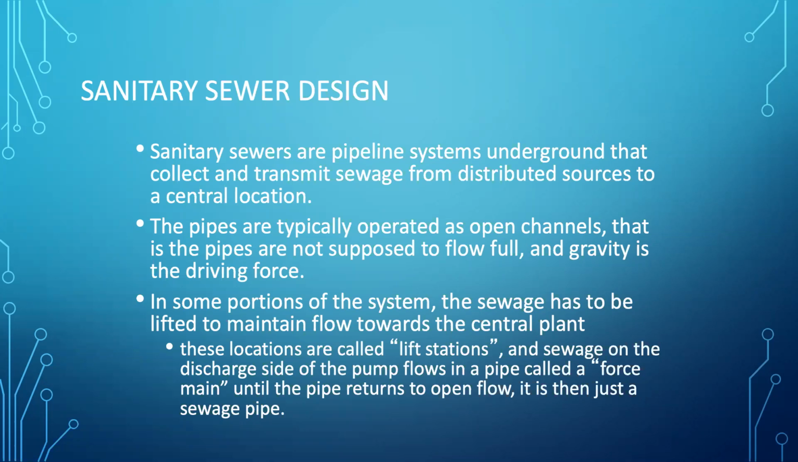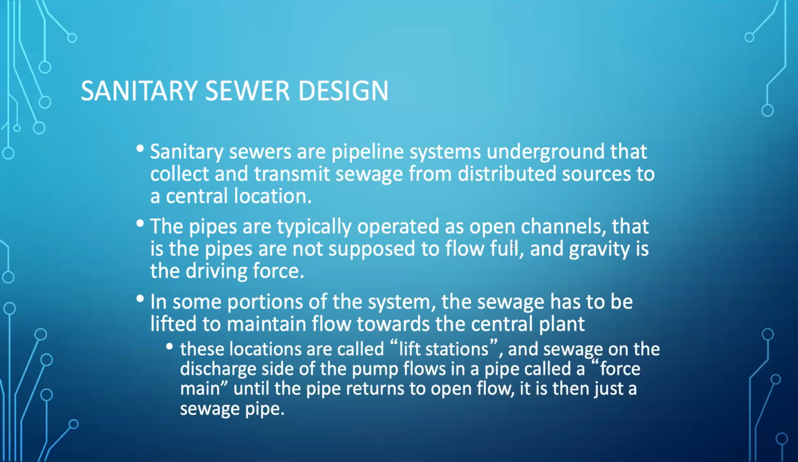Okay, gravity's the driving force. In some portions of the system, the sewage has to be lifted to maintain flows towards a central plant. And these locations are called lift stations. Sewage on the discharge side of the pump flows in a pipe that goes by the name of force main until the pipe can return to open flow. Then it's just a sewage pipe.